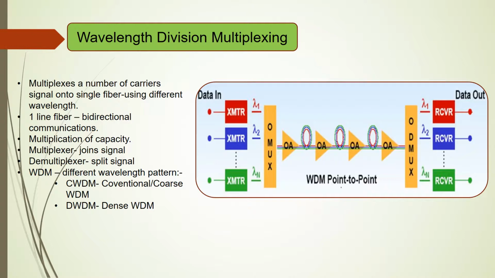can be defined as one-line fiber, and it can also be bidirectional communication. And wavelength division multiplexing can also multiply capacity, and it has the multiplexer that functions as the joint signal, and then the demultiplexer at the end of the fiber can split the signal.